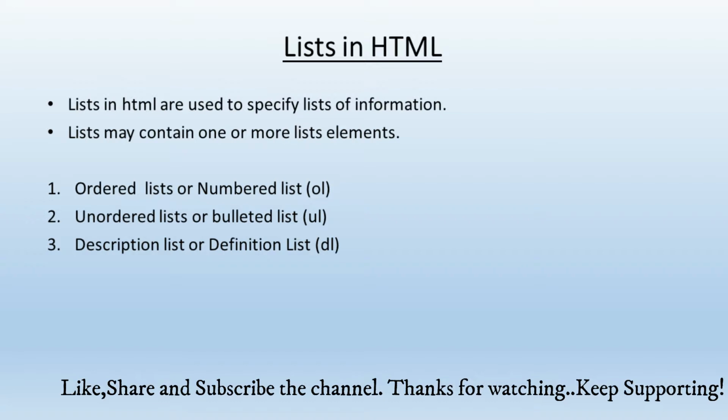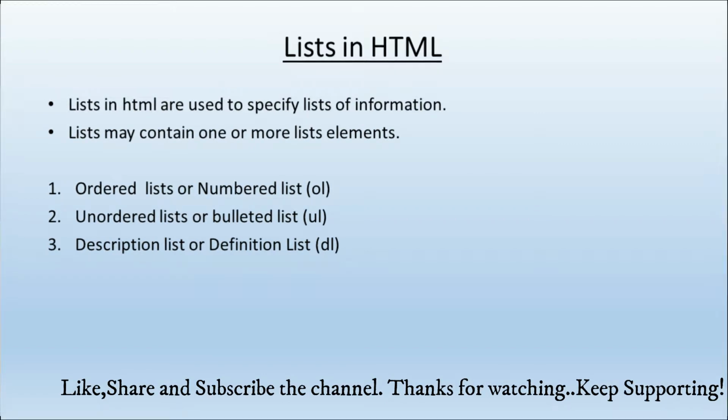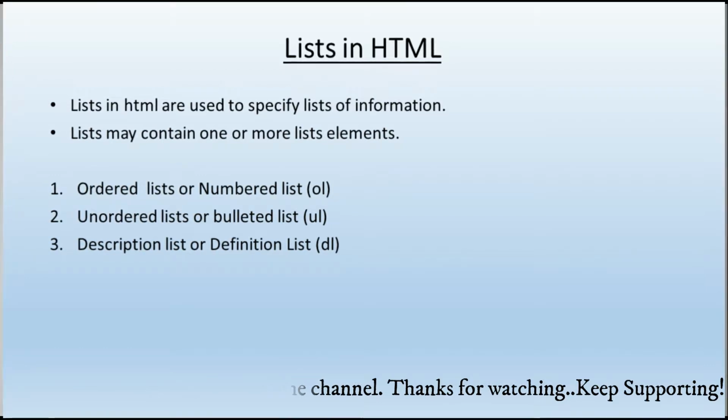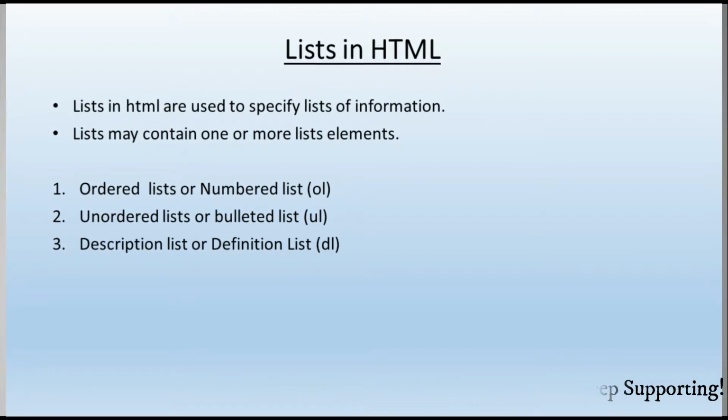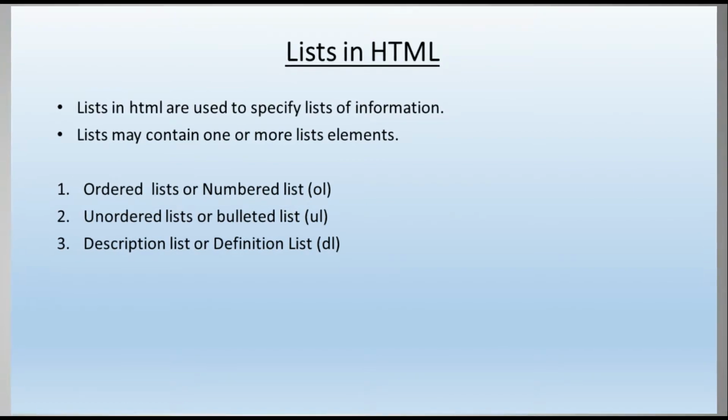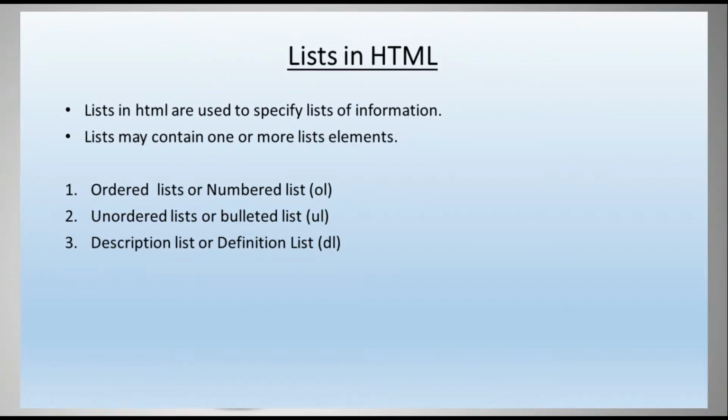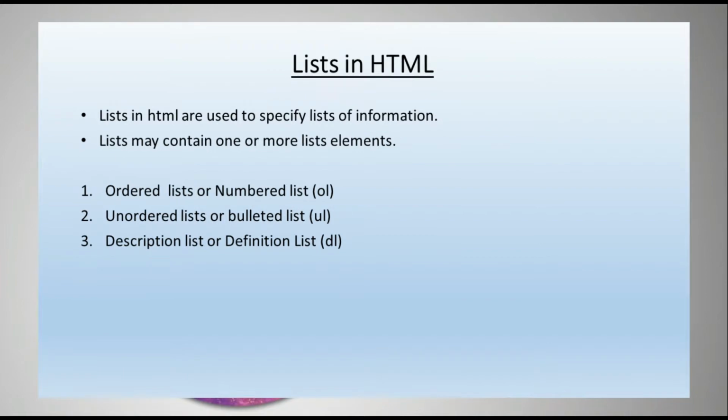There are three different types of list we'll be learning today. First will be the ordered list, which we can also name a numbered list. Second will be the unordered list or bulleted list, which will not be in number format. And the last one will be the description list. We'll learn each and every list one by one.